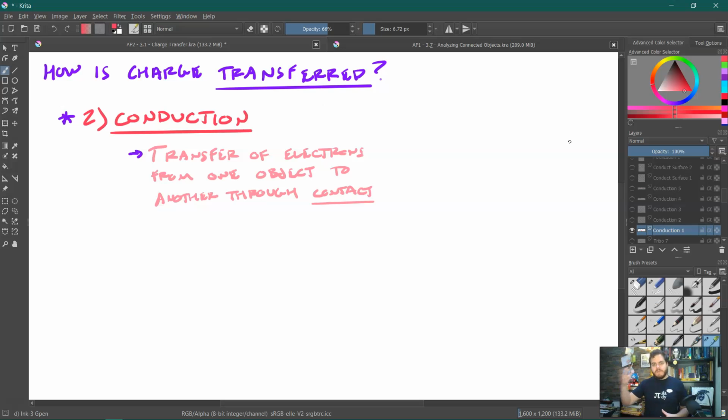The next way to transfer charge is through electrical conduction. If you remember back to thermal conduction, that was when we had objects touching each other, solids particularly, that could transfer heat between them. Electrical conduction is much the same thing. This is a transfer of electrons from one object to another through contact.